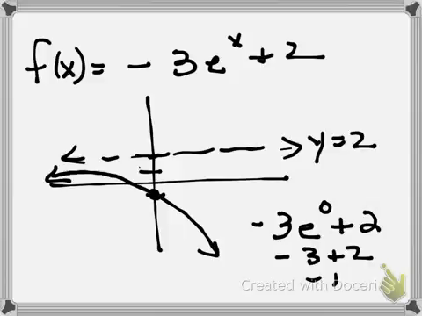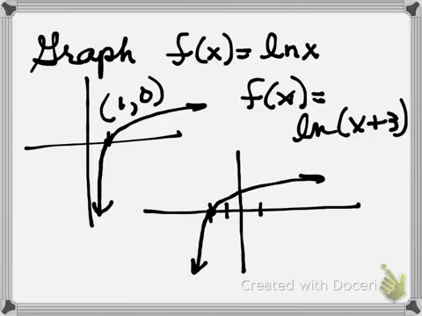So get the y-intercept, get the horizontal asymptote, and because of the negative in front, it flipped it over. So you might want to graph it first without the negative, and then think about flipping it over. Think of the basic ln of x graph, and then the plus 3 just shifts it 3 units to the left.